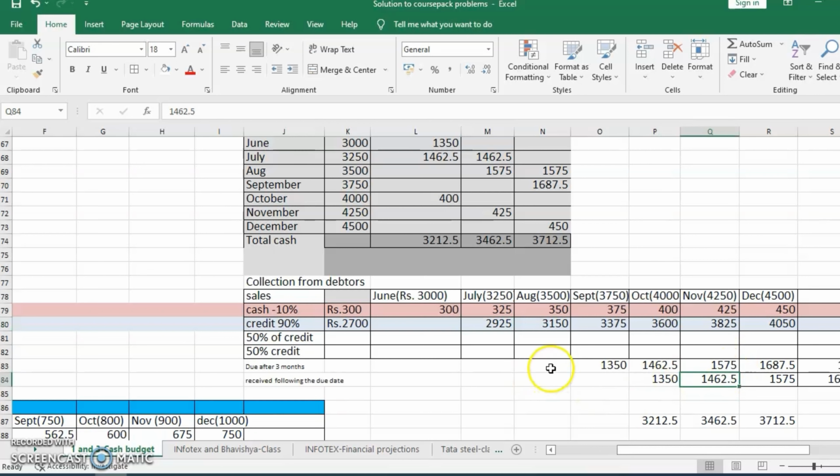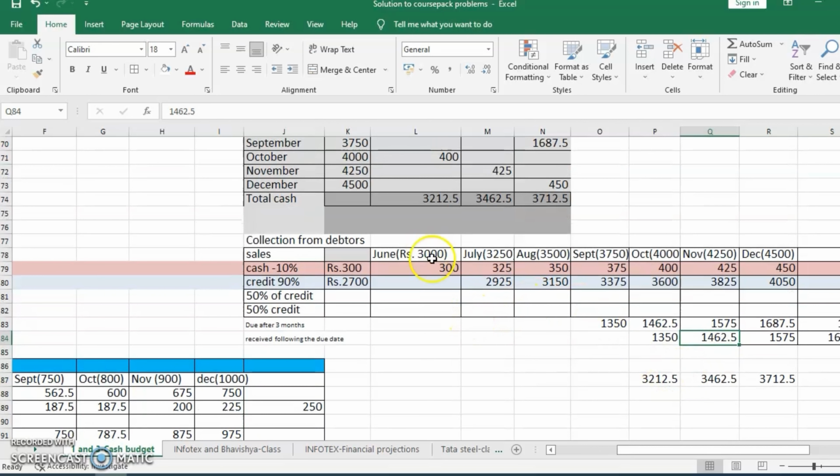So, that is how we have tried to get all this amount, and we have written due after 3 months and received the amount from the debtors following the due date. I've added all of them. So all these columns are not important for us because we are preparing the budget only from October. So October, November, December. So I've just totaled all of this.